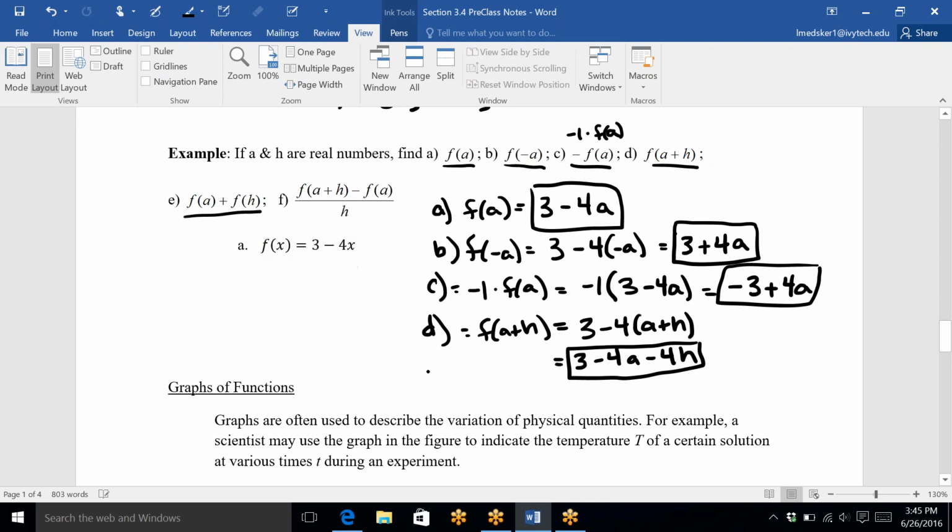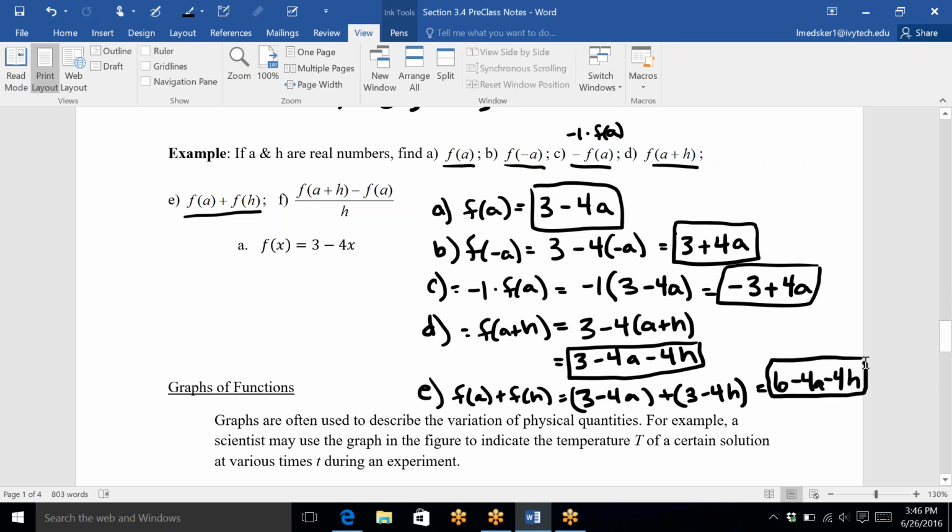This one's a little different. E says do f of a, then f of h. Do those as two separate things. F of a, we already know, was 3 minus 4a, so that one's there. Plus, f of h is the same thing, but you make this an h instead of an a. If we add those two polynomials together, you get 6 minus 4a minus 4h.